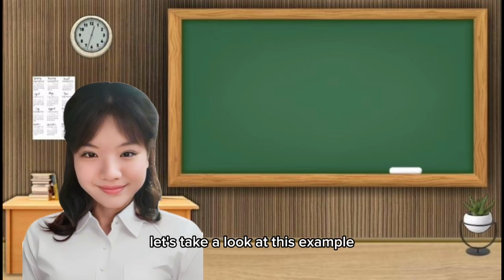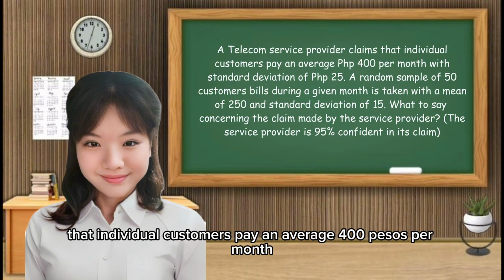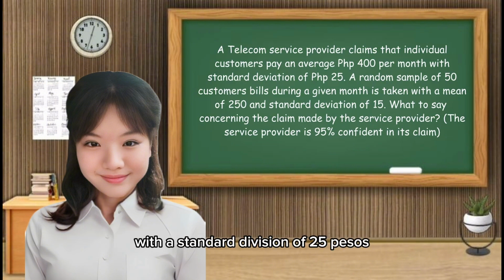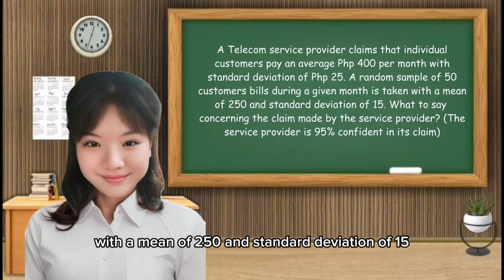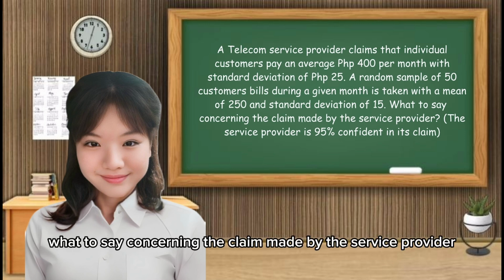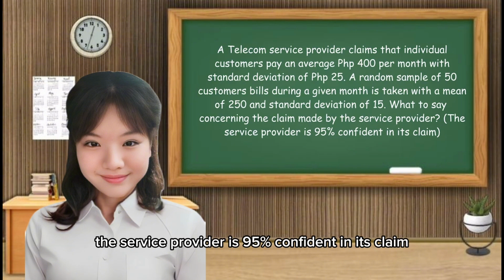Let's take a look at this example. A telecom service provider claims that individual customers pay an average of 400 pesos per month with a standard deviation of 25 pesos. A random sample of 50 customers' bills during a given month is taken with a mean of 250 and a standard deviation of 15. What can we say concerning the claim made by the service provider? The service provider is 95% confident in its claim.